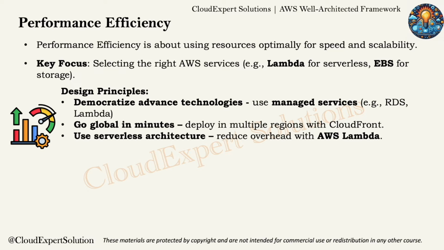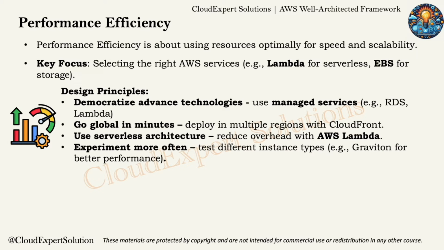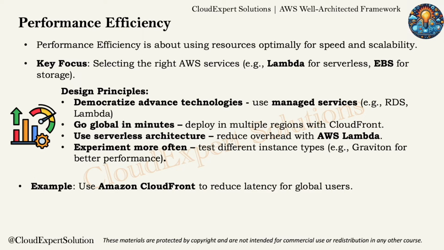You should opt for serverless architectures which will reduce overhead, and you can use AWS Lambda for that. You can experiment more often. You can test different instance types. As an example, you can use Graviton for better performance and cost efficiency. As an example, you can use Amazon CloudFront to reduce latency for your global user base.